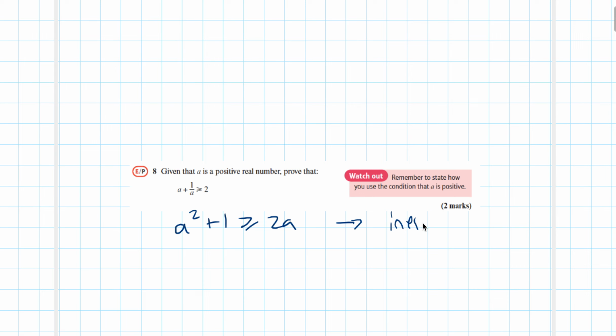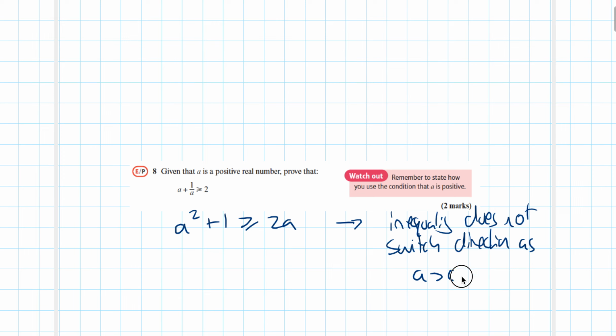So the inequality does not switch direction as a is greater than 0. Remember, if a was negative, then I would have to rewrite this as a^2 + 1 is less than or equal to 2a, because when you multiply a negative number across, it switches the sign of the inequality. So that's the key fact that you're going to use here.